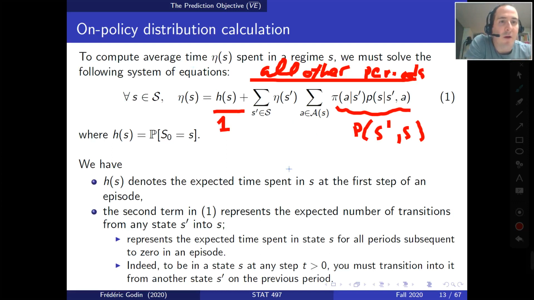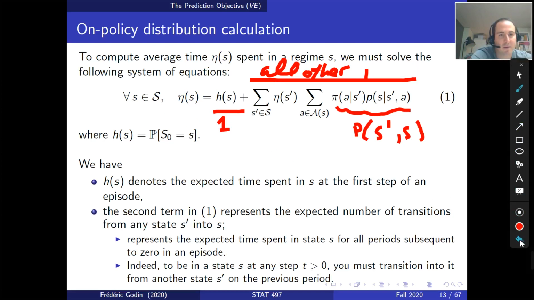Again, we won't give the proof, but if you want, you can rederive this formula based on Markov process theory by conditioning on the previous state before joining state S. So this gives a system of equations to calculate eta S, the average time spent in the various states, and from this eta S, you could calculate mu, your on-policy distribution mentioned in the prior slide.